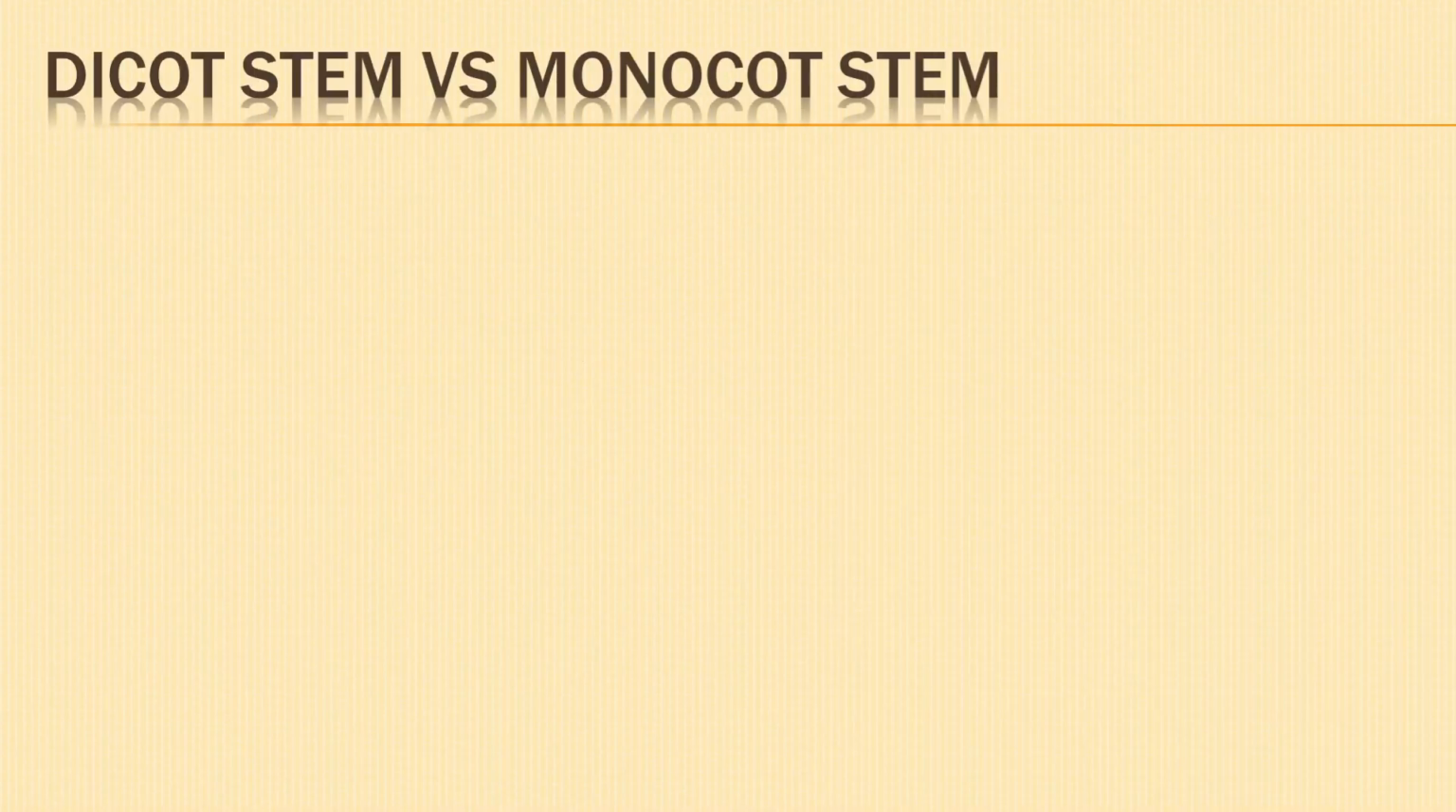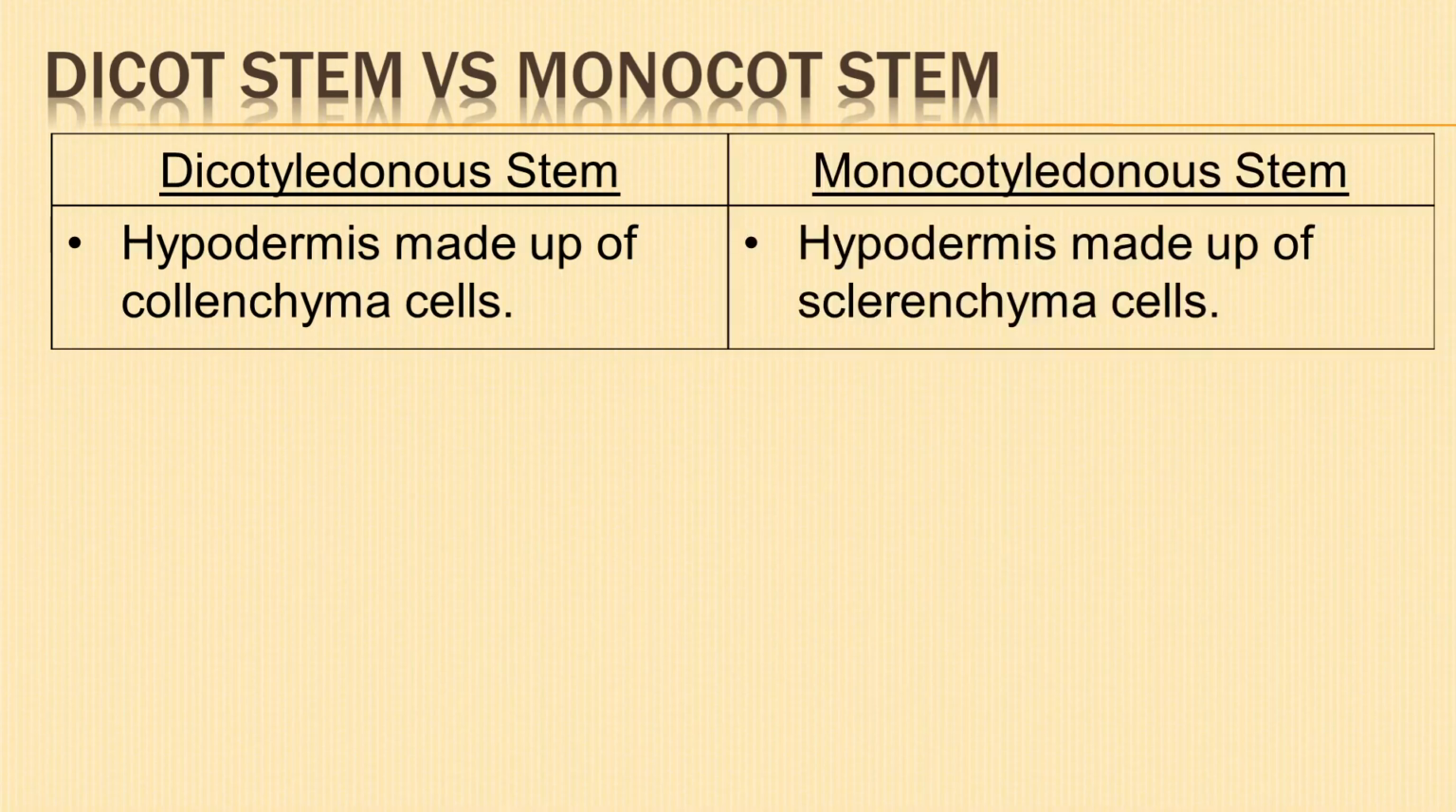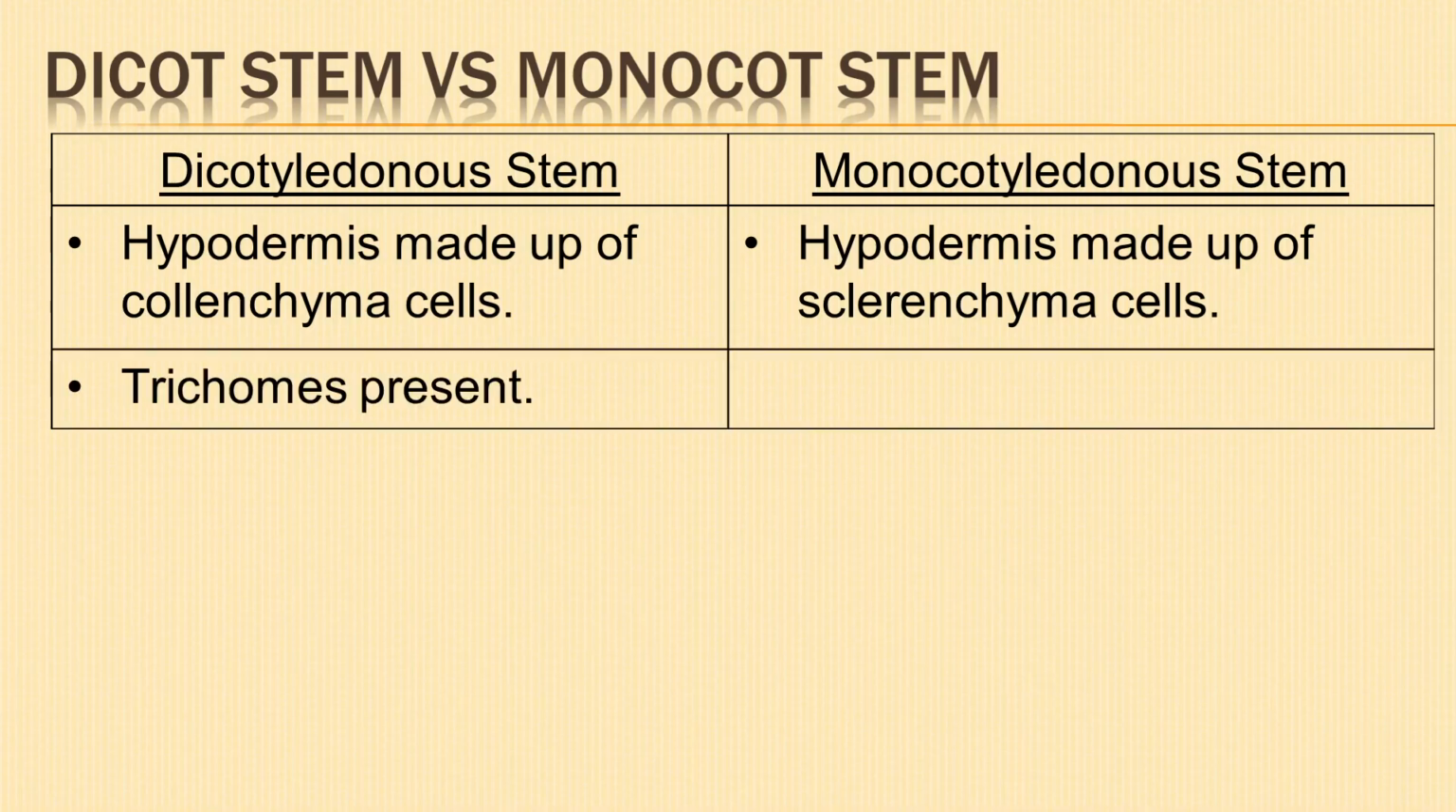Now, let us study the differences between dicot stem and monocot stem. In dicot stem, the hypodermis is made up of collenchyma cells. In monocot stem, the hypodermis is made up of sclerenchyma cells. Epidermal hair or trichomes are present in dicot stem. Trichomes are absent in monocot stem.